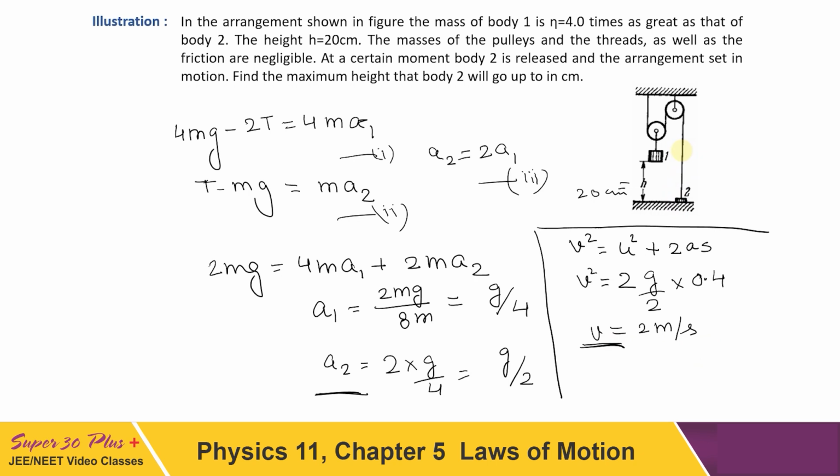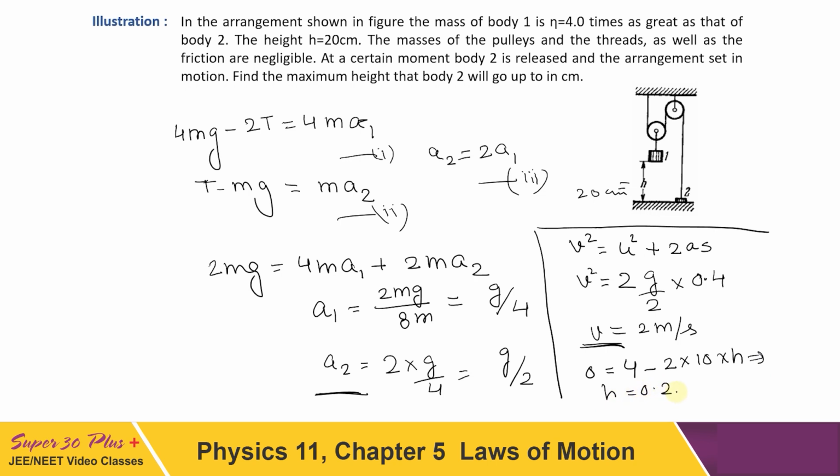So for that height above the point 40 centimeter, we can write 0 is equal to u square, that is 2 square, which is equal to 4 minus 2gh. g I can take 10 here, and then h. This is height above 40 centimeter. From here we got value of h to be 0.2 meter.